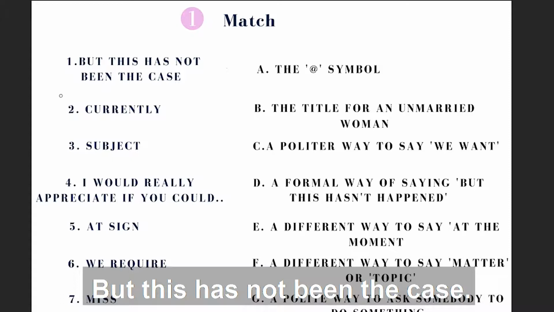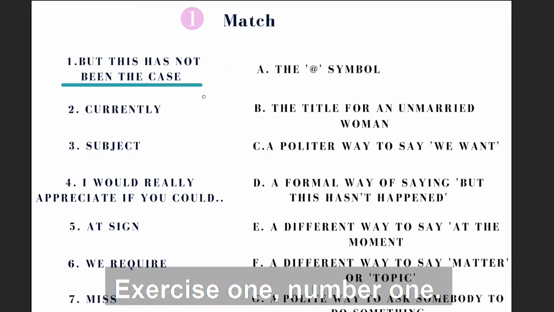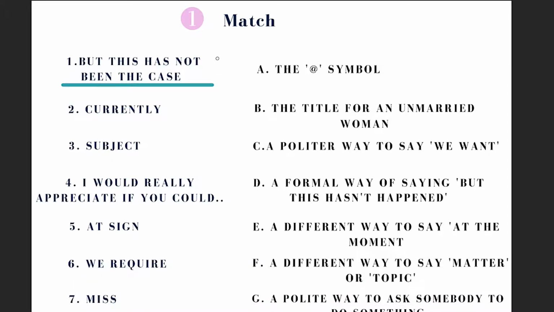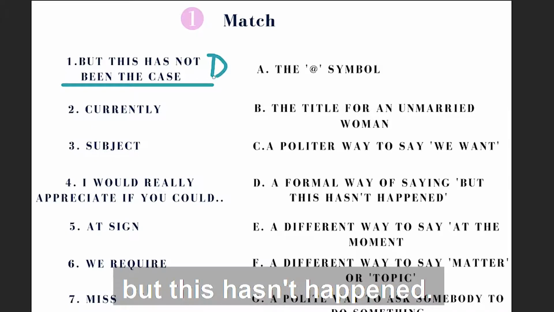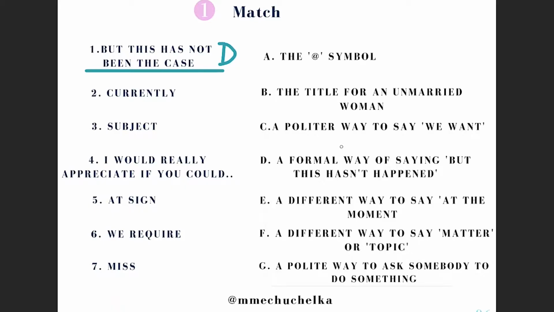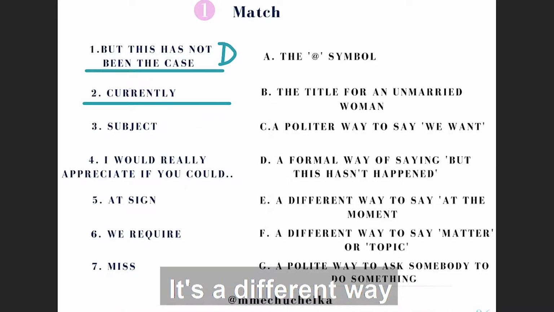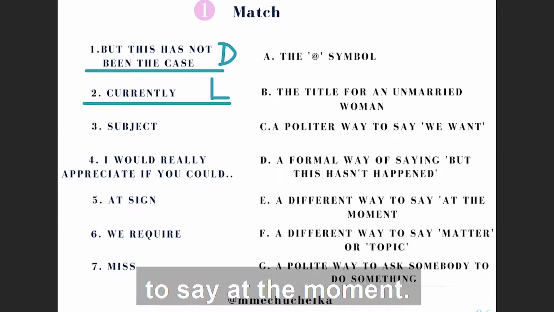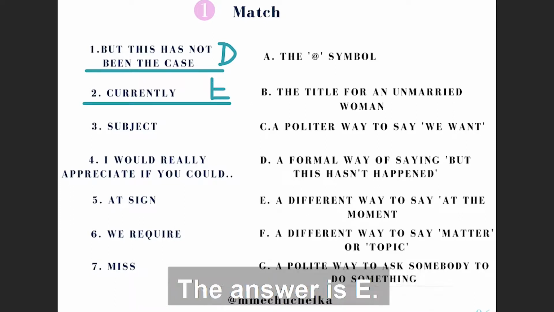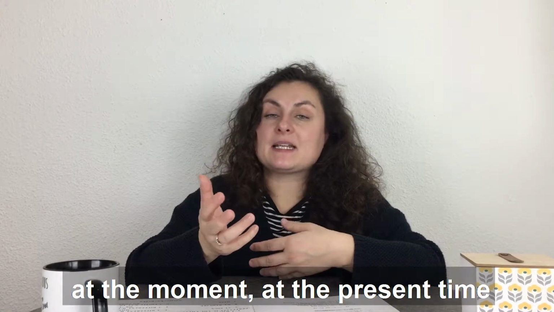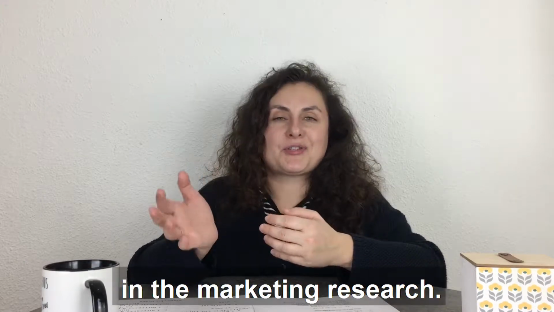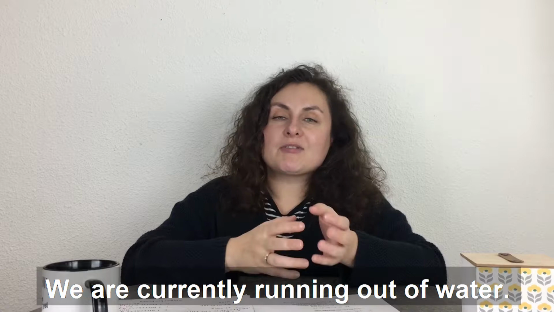But this has not been the case. Exercise 1, number 1. The answer is D, a formal way of saying, but this hasn't happened. Okay, number 2. Currently, it's a different way to say at the moment. The answer is E. Currently means at the moment, at the present time. For example, I'm currently engaged in the marketing research. We are currently running out of water.